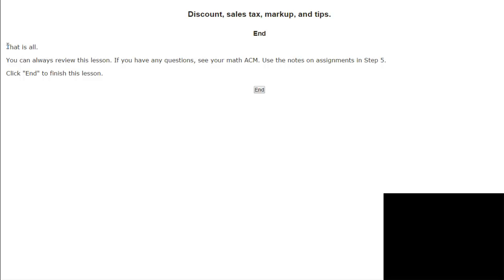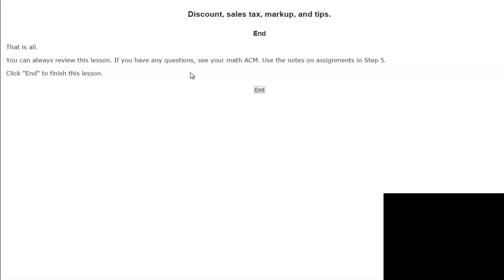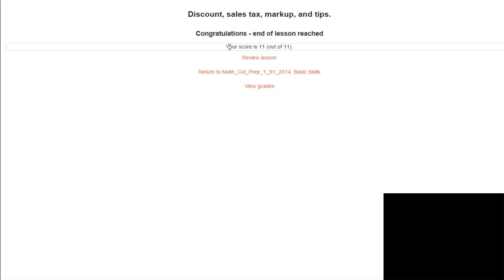And as my last slide, or as my last content page, I just included a short summary of what this lesson was about. And it's important that the student clicks the end button so the score will get recorded. And in our case, I ended up getting 11 out of 11, which is 100%. And that is the lesson in Moodle.